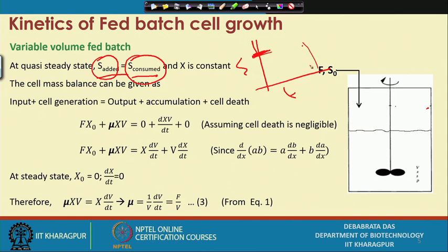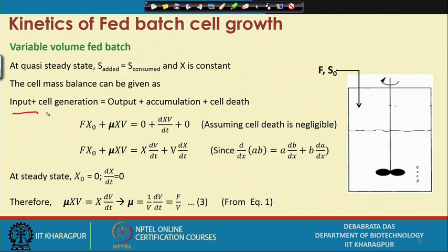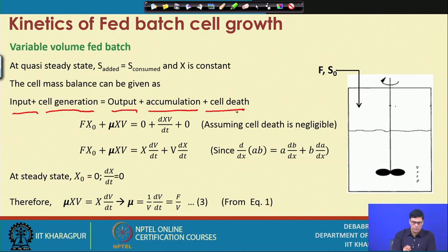So, how can you write the mass balance? The rate of input plus the rate of cell generation equals the rate of cell output plus the rate of cell accumulation and cell death. Now, this is the unsteady state condition, because you are adding and not taking anything out of the system. So, what is the rate of input? F into X0, let us assume this is X0. Then the growth that will take place is mu into X, and the accumulation is dX by dt. So, this will be dX by dt into V, am I right? This is the volume that will take place.